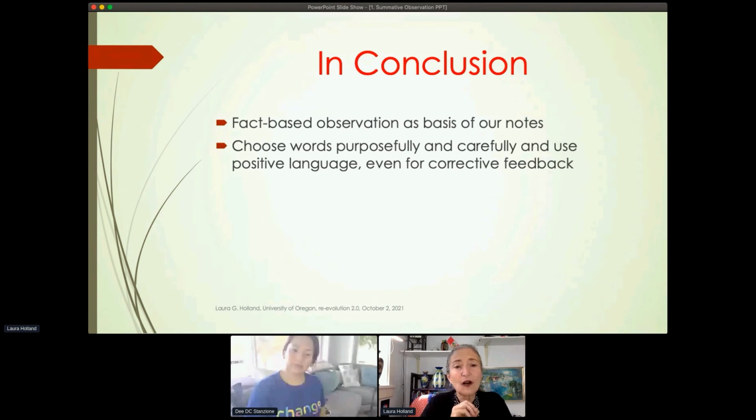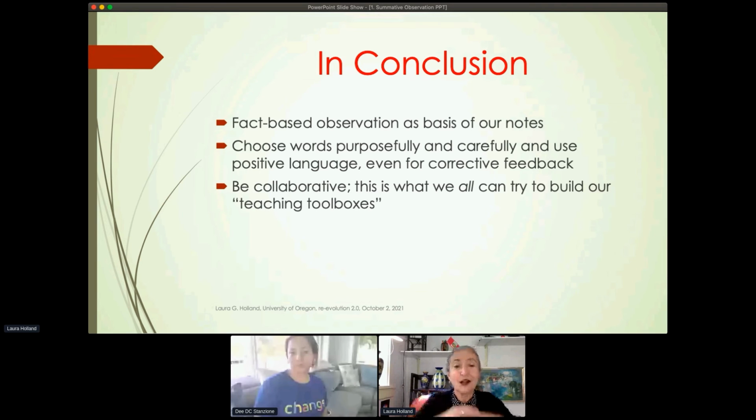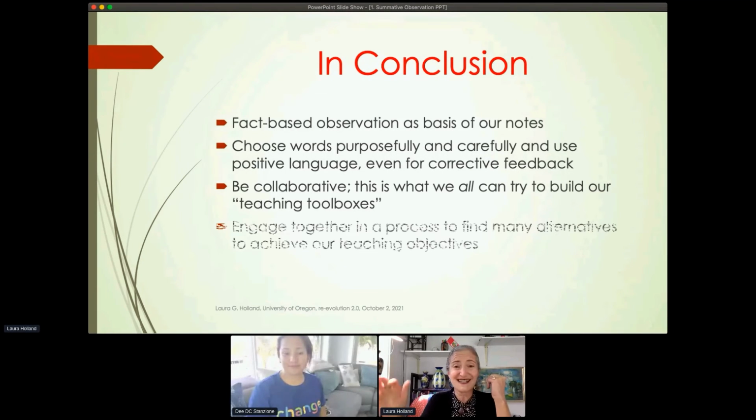We can choose our words really purposefully and carefully and use positive language even when we're giving the harshest of corrective feedback. We can be collaborative. And this is what we can all try to build our teaching toolboxes so that we all become better at what we do. Even if you aren't a teacher anymore and you're only a supervisor, for example, don't you still want to have these conversations so that you can become a better supervisor and working with different teachers in different contexts?